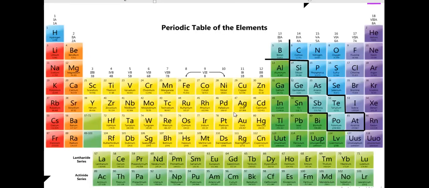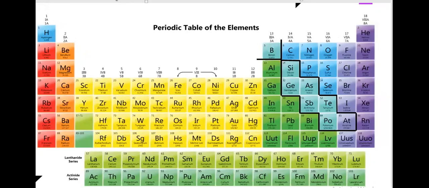Okay, then let's look at how many groups we have on the periodic table. How many rows we have, sorry. So remember, rows are going from left to right. So it's 1, 2, 3, 4, 5, 6, 7, and we don't count these 2 at the bottom, right? So there's 7 rows altogether, and there are 18 groups.